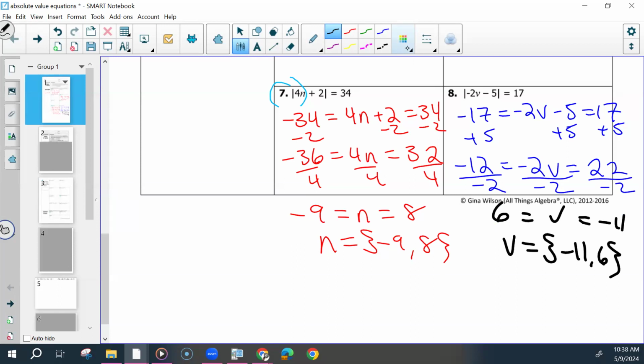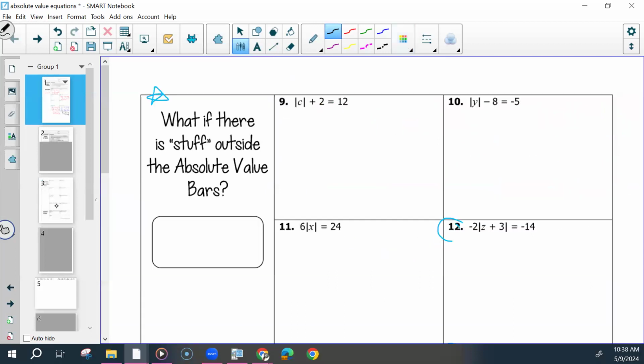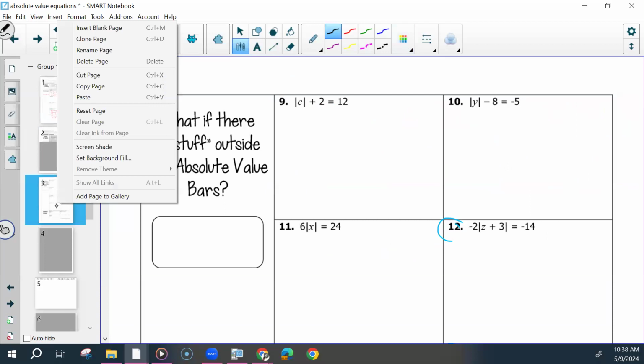So all the ones we've done so far were already isolated. Now we're going to do some that we have to isolate. So go on to the next page when you're ready. Make sure you're writing these down. Okay, so this is when we're going to have to isolate.